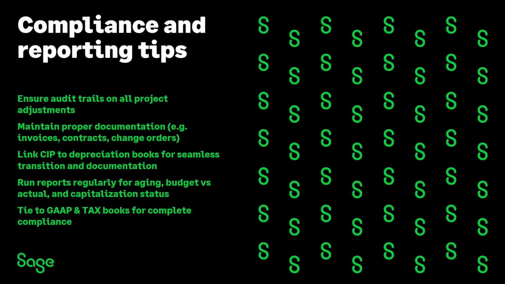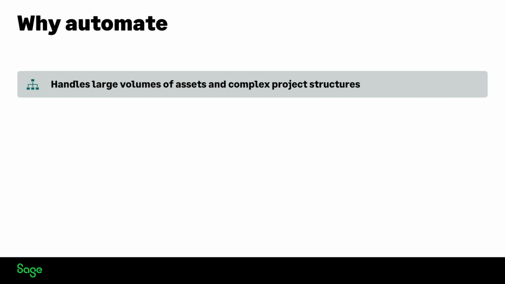Why automate it? If you haven't understood already, again, it handles large volumes of assets and complex project structures. So meaning that it keeps those templates, it keeps the standardization. When you automate the AP and PO imports, it also handles that volume quite largely. In most systems, and as well as the Sage CIP system, you can import that data across all projects at once.